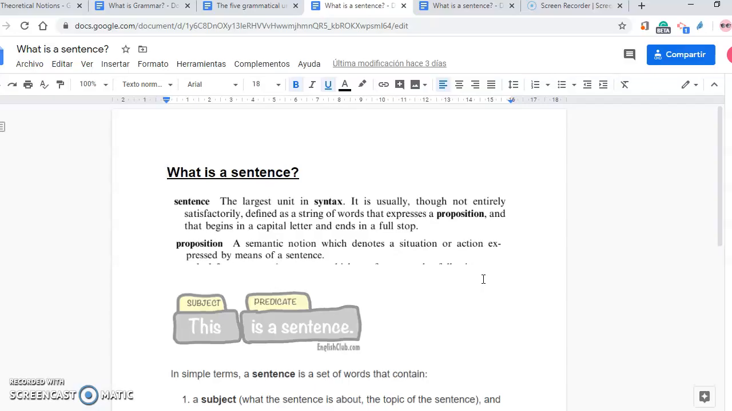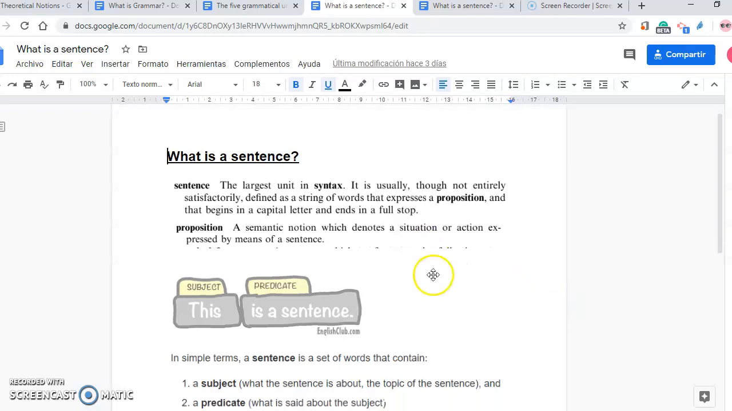And so here it says expresses a proposition. And so what is a proposition? A semantic notion which denotes a situation or action expressed by means of a sentence. A semantic notion, that is to say, it is meaning. It is an utterance, a string of words that expresses meaning.